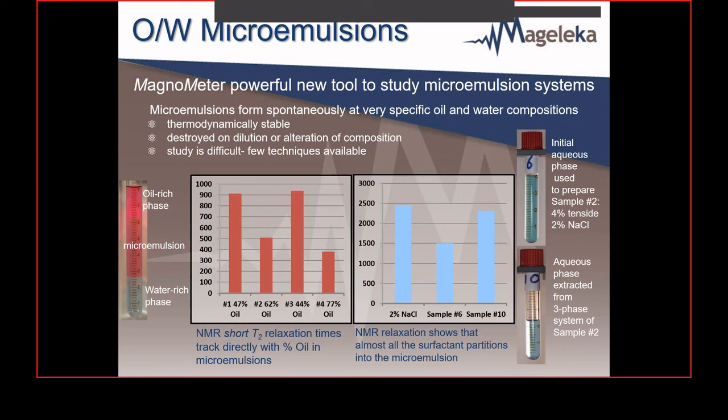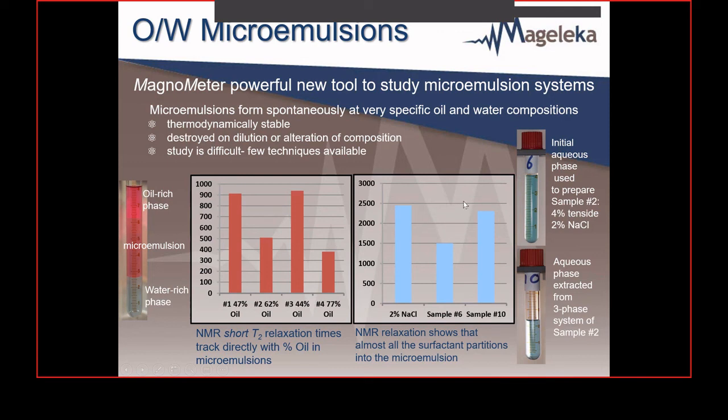Now, I've just shown two graphs here of two systems where I made a model system, and I actually added some dye so you could see the difference. So you make it up, and what you've got is an oil-rich phase, a microemulsion, and a water-rich phase here. What I've just shown, this one piece of data, is that the T2 tracks directly with the percentage of oil in the phase. So you can play around with the type of oil, type of surfactant, and by measuring the T2, basically figure out what's going on with the oil phase. But that's easy. But more importantly, let's look at the water phase.